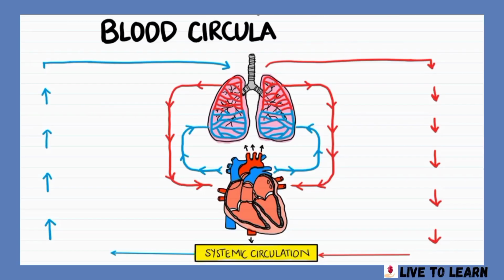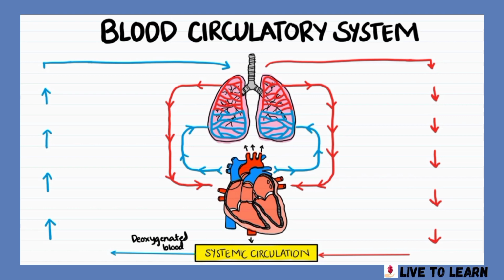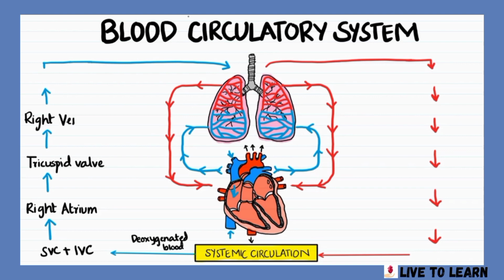Before diving into the internal anatomy of the heart, let's take a look at how the blood circulates through the heart. Deoxygenated blood from the systemic circulation reaches the right atrium through the superior and inferior vena cavae. From there, the blood enters the right ventricle when the tricuspid valve opens.